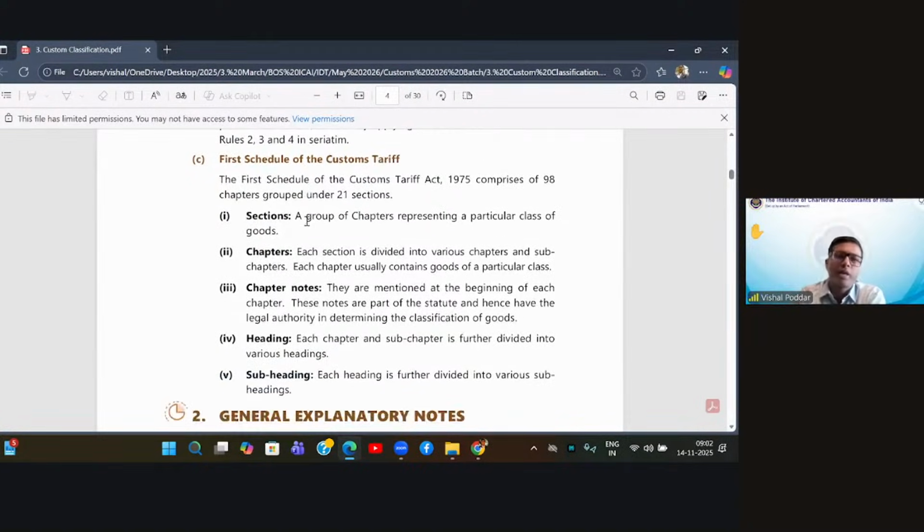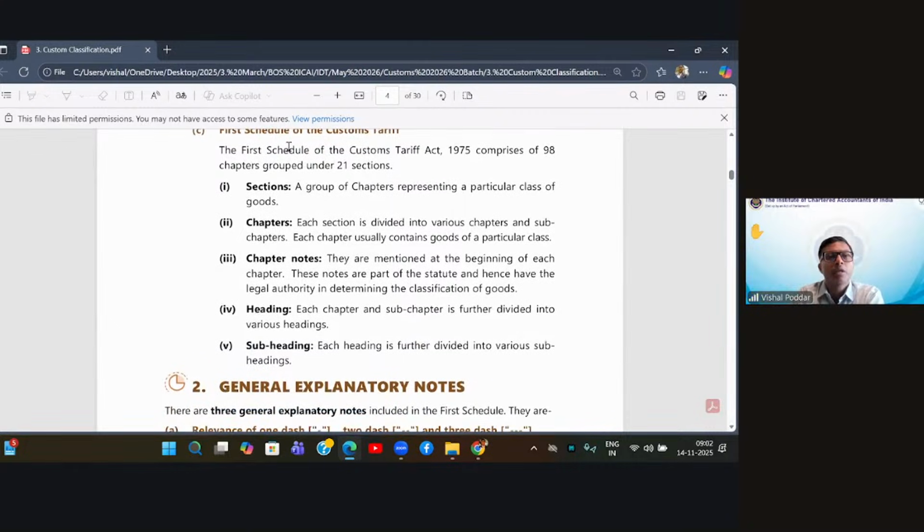If not, then to 3, and so on. Now, the first schedule of Customs Tariff Act comprises 98 chapters, which are grouped in 21 sections. So what is a section? Section is a group of few chapters. So as I said, section 1 may be having the first 8-9 chapters. Next, section 2 may be having the next 15 chapters.